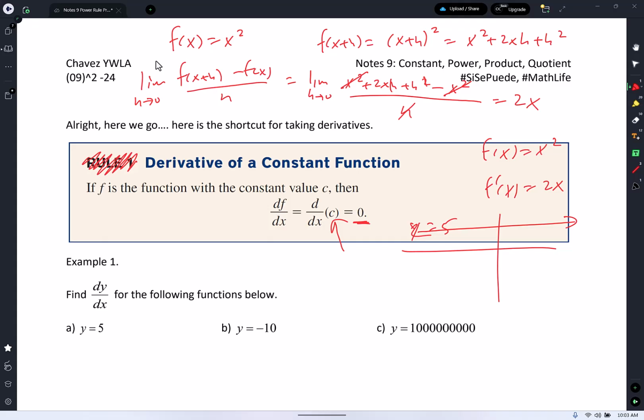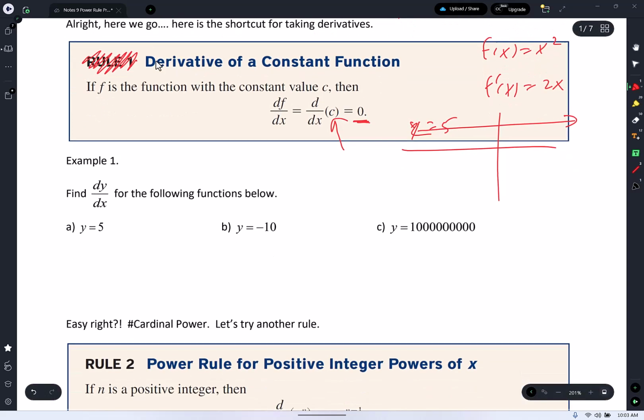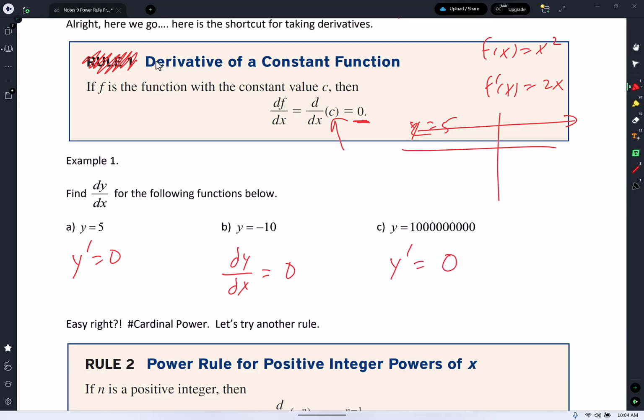If I were to plot y equals 10, horizontal line. Y equals 20, horizontal line. Y equals 100, horizontal line. Do we see that, guys? So what's the derivative of any constant? 0. Okay, so check it out. If I say find dy dx for the following functions below, y prime equals 0. dy dx, it's the same thing as saying y prime, equals 0. Oh, look, it doesn't matter. I don't know, maybe 1 trillion. Y prime or dy dx is 0 again. They're all 0.